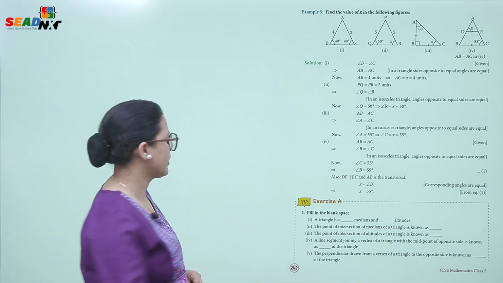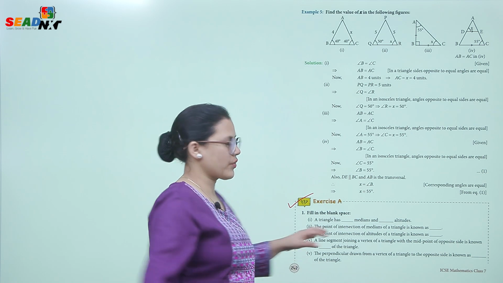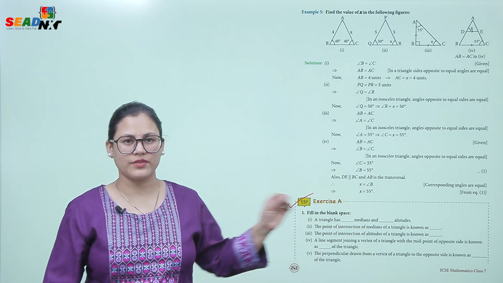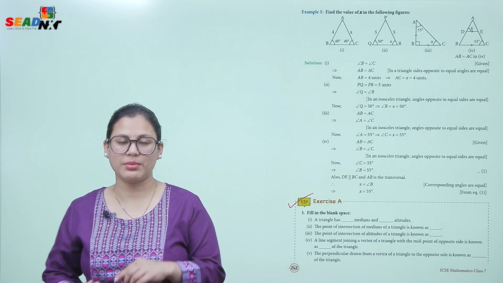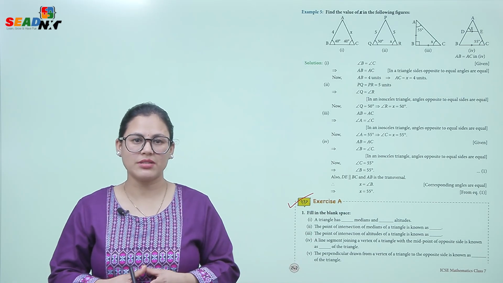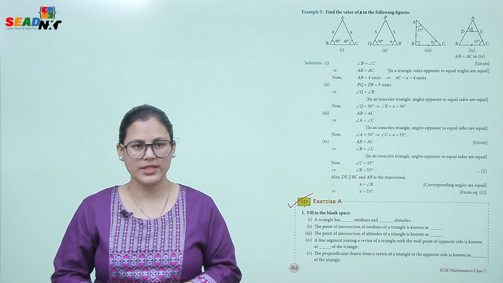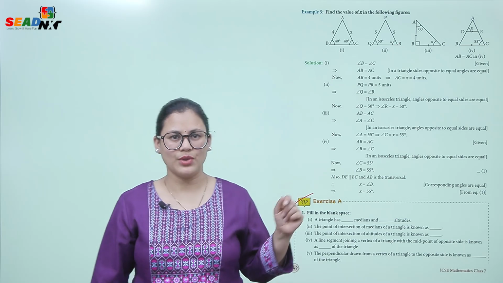Exercise A. Fill in the blank space. Okay, so there are these blank spaces, you have to fill them up. Number one, a triangle has dash medians and dash altitudes. We just studied that a triangle has 3 medians and 3 altitudes. Okay, similarly, do other parts also.